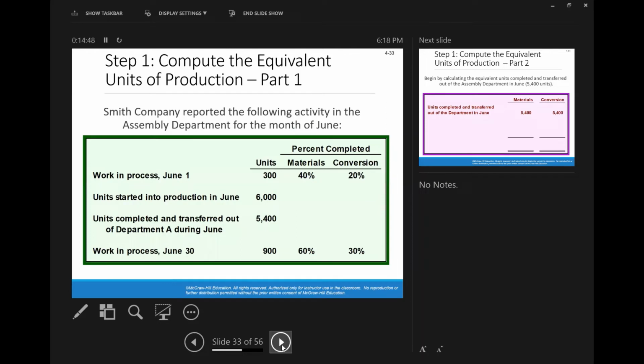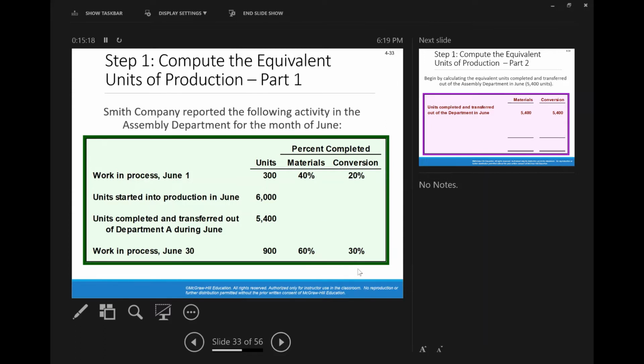Okay, so here's a table. Smith Company reported the following activity in the assembly department for the month of June. So we're only looking at one department, the assembly department. They're telling us that we started with 300 units and then we pulled in production 6,000 units. And then it says units completed and transferred out was 5,400 units. The ending work in process is 900.